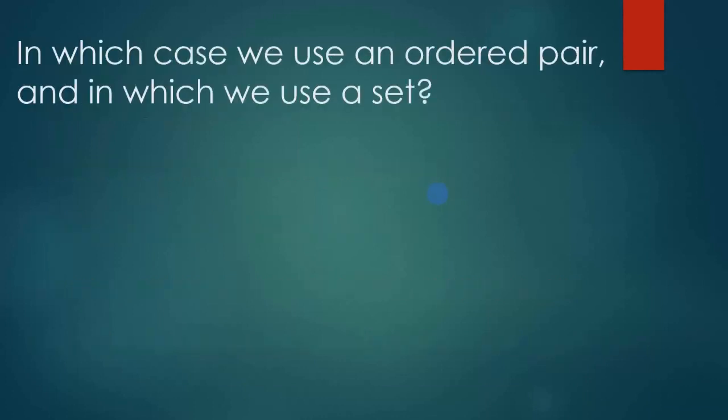In the following, we will see when we should use ordered pair or when we should use a set. In which case we use an ordered pair and in which case we use a set. When you are asked to tell your first name and your last name, what is suitable? To use an ordered pair or to use a set? Of course, to tell your name, you tell your first name and then your last name. Then in this case, order matters, so you have to use an ordered pair.